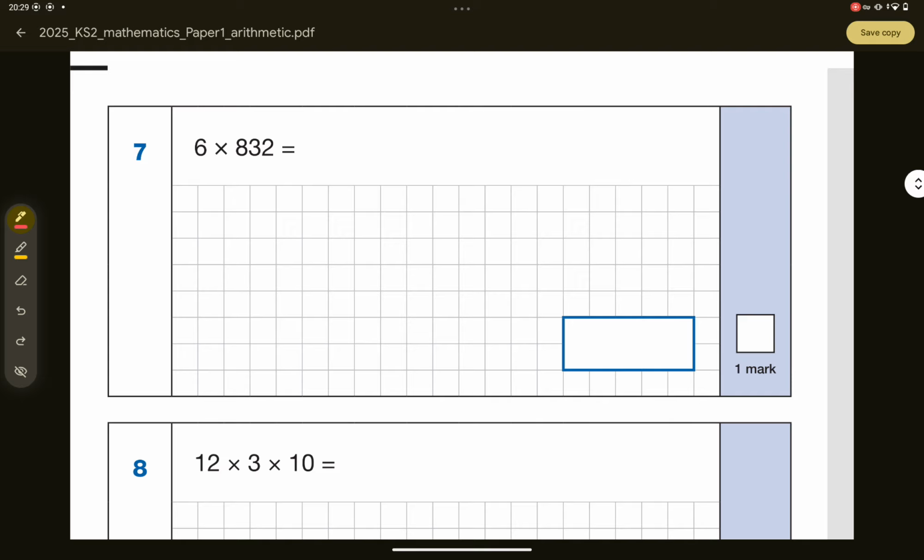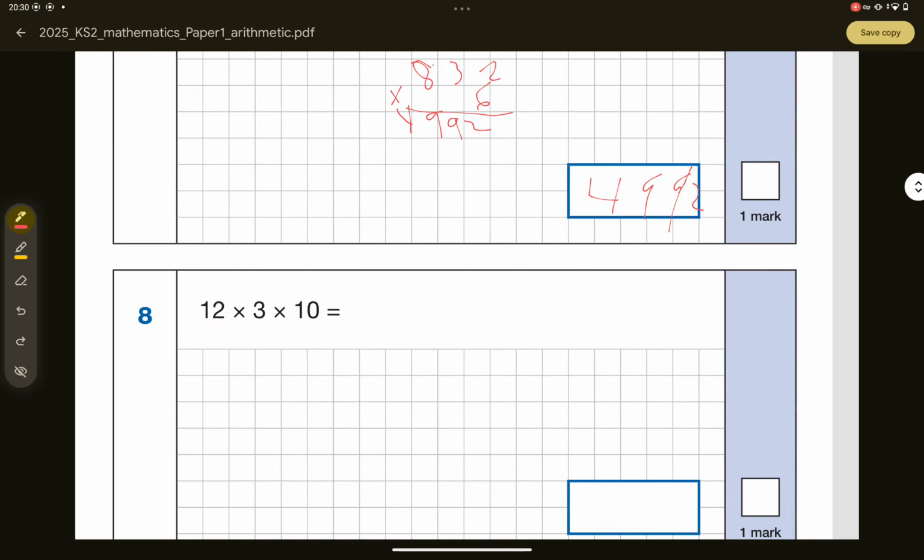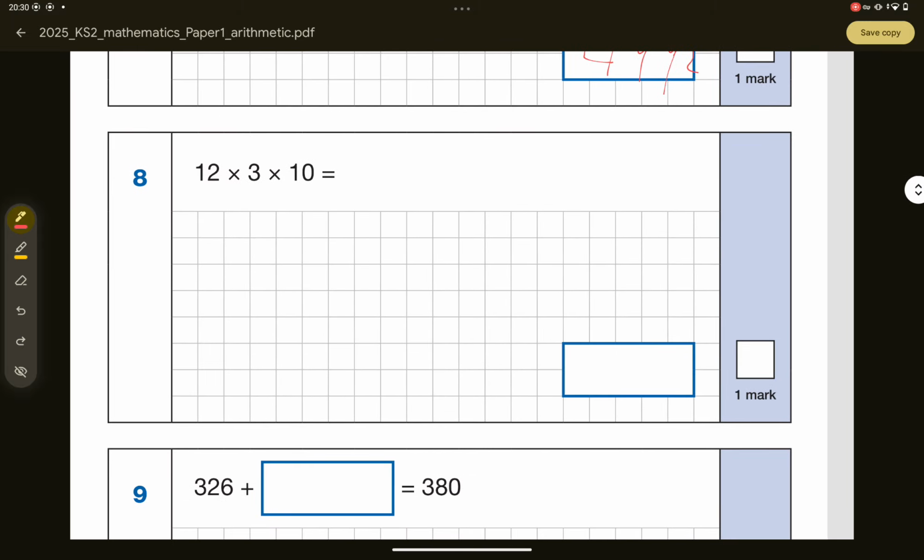Like this: 832 times 6, or however you do it. I would just do 832 times 6 in column method. 12, 18, 19, 48, 49. You need to know your times tables. So this one is 4,992. And then 12 times 3 times 10. Just do it one step at a time. 12 times 3 equals 36, times 10. Just add the 0 to 36, which equals 360.